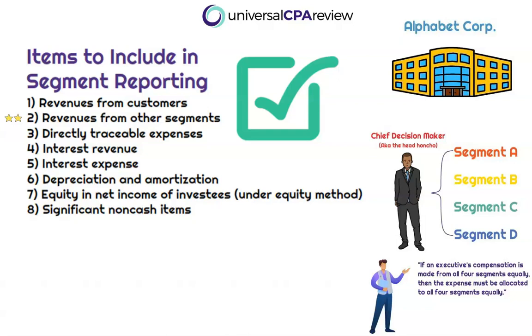Okay, so all we're saying is that if these items are allocated to more than one segment, then ultimately the following items must be individually disclosed. Some additional items need to be disclosed as well, such as equity and net income of investees, assuming the equity method is used, as well as any significant non-cash items. So that is what is included for disclosure.